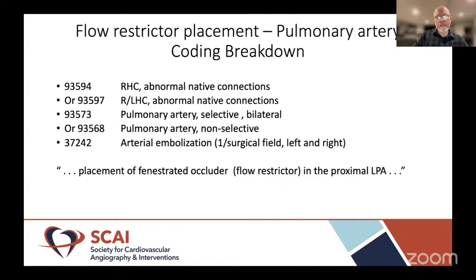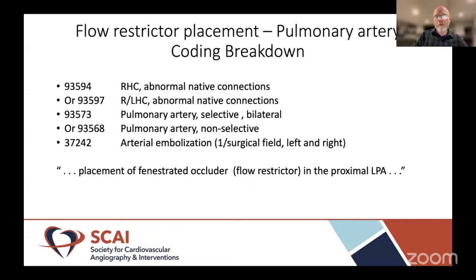And then the angiography is going to depend upon what you do, right? We have newer codes in recent years for pulmonary artery angiography. If you do diagnostic imaging selectively into the right and the left pulmonary artery, and that is the imaging you perform to then place the flow restrictors, then you could use the pulmonary artery selective for bilateral, assuming you're placing flow restrictors in bilateral pulmonary arteries. That would be the 93573. If you do it as a non-selective injection in the main pulmonary artery, not in either branch specifically, then you can do the 93568 for the non-selective.